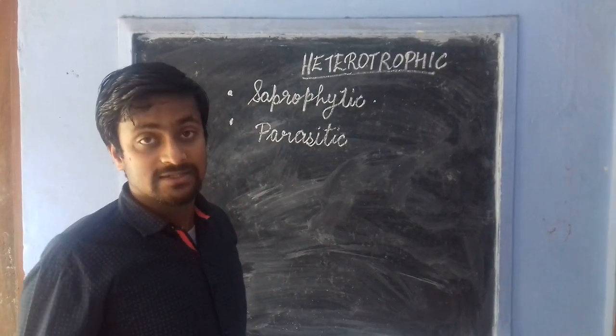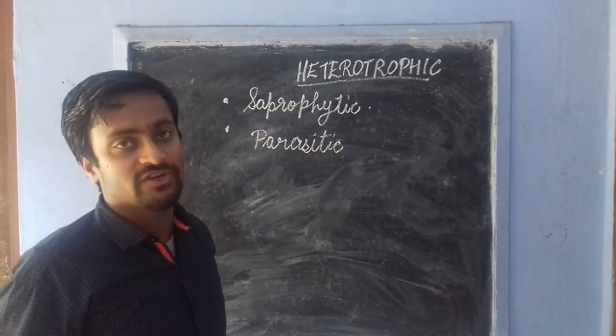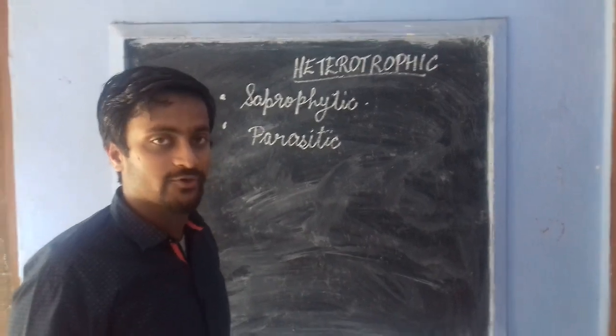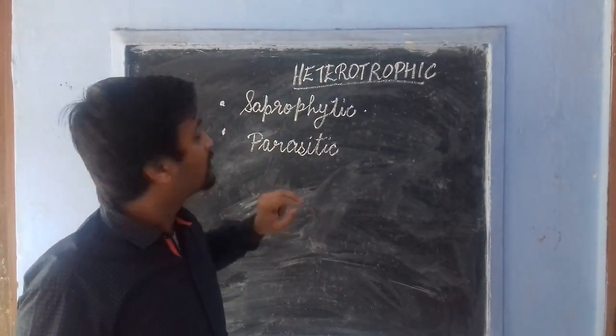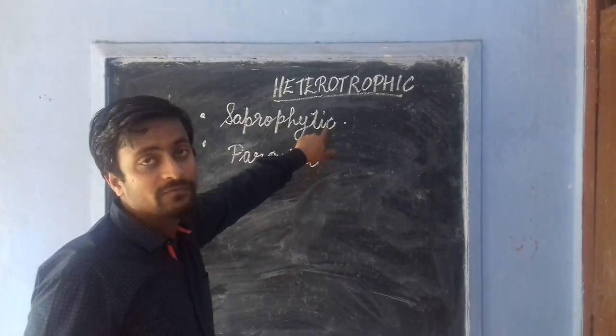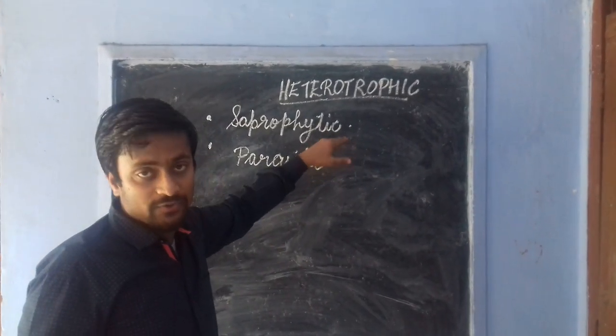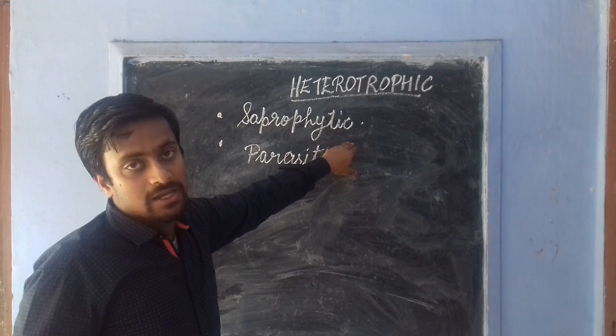So we discussed that there are generally two types of nutrition. First is the autotrophic and second is the heterotrophic. The heterotrophic mode of nutrition is also of three types. First is the saprophytic mode of nutrition.